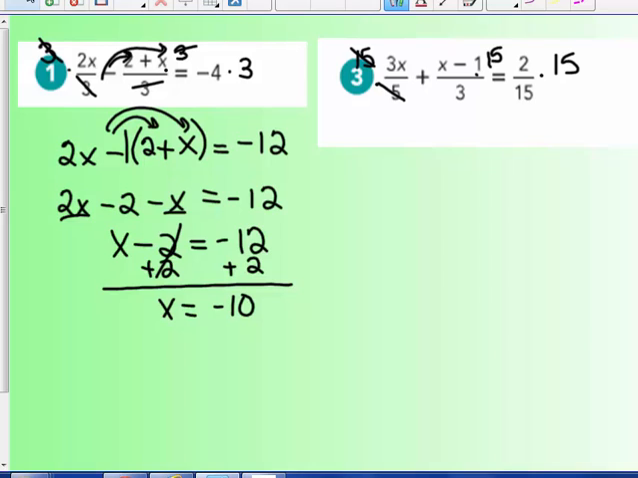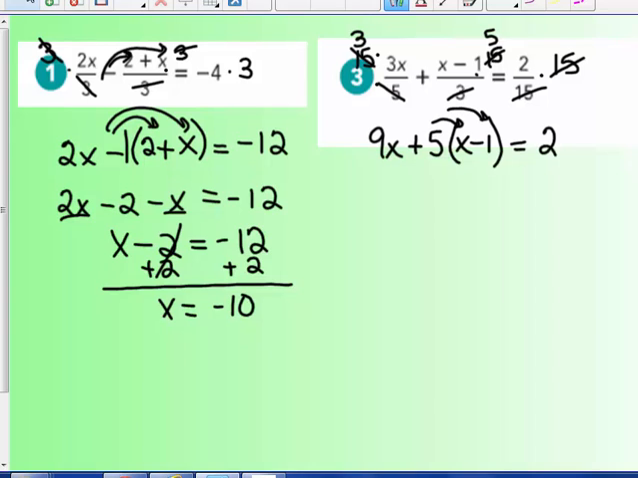5 goes into 15 3 times. That 3 does have to multiply 3x. That's 9x. 3 goes into 15 5 times. That 5 does have to multiply the binomial x minus 1. So I have a quantity here. 5 goes to the x and 5 goes to the negative 1. Those 15's cross cancel on the right member, and I get the answer 2. So I'm going to distribute next, clearing the rational first, distributing second.